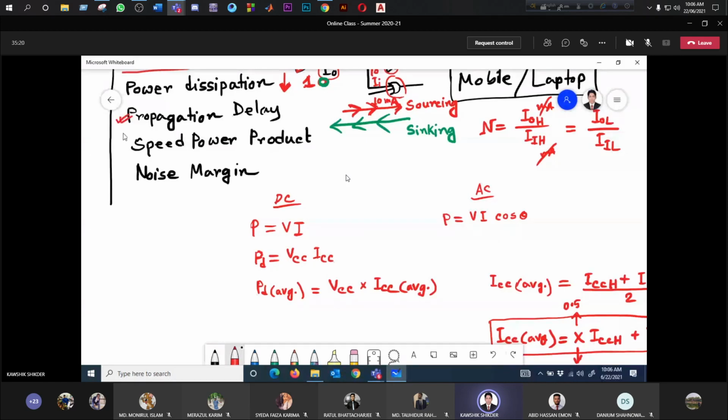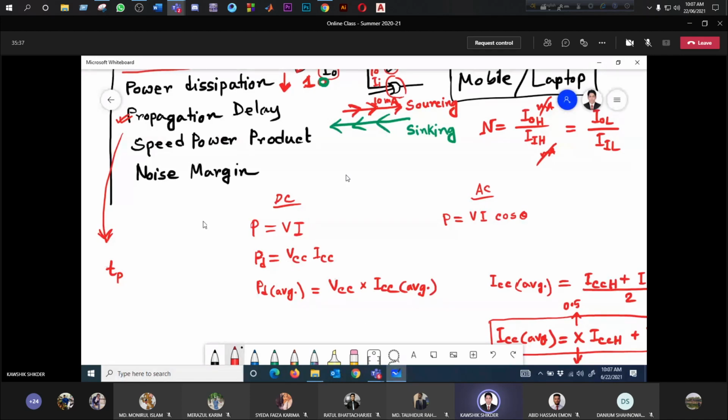The propagation delay is related to speed. That means the processing time or the processing delay, that is known as propagation delay. That is TP. TP for propagation time or propagation delay.